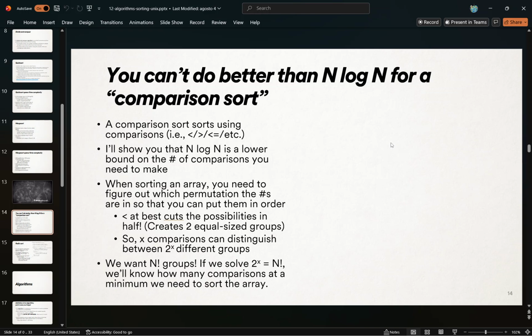So you can't do any better than those, but the constant out in front may be different for certain algorithms. People tend to prefer quicksort over merge sort and heap sort for that reason. But you can't do better than n log n for what's called a comparison sort.